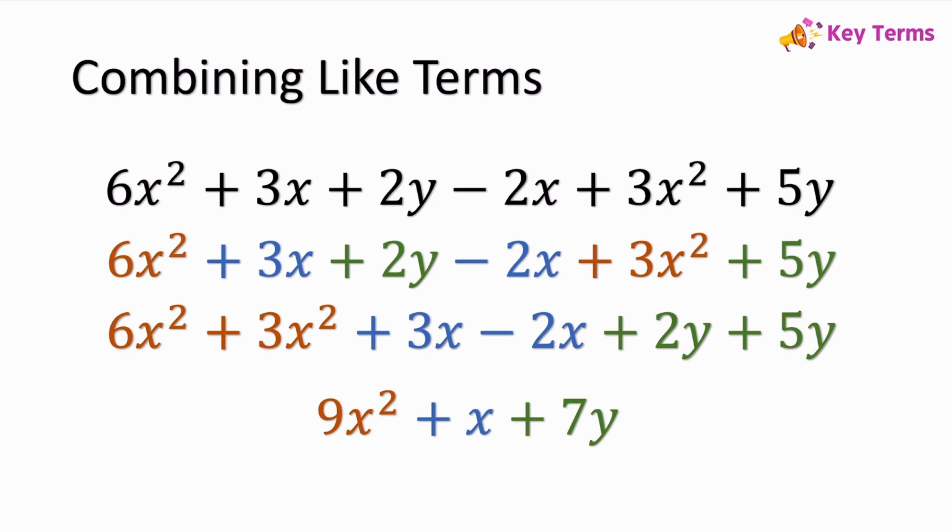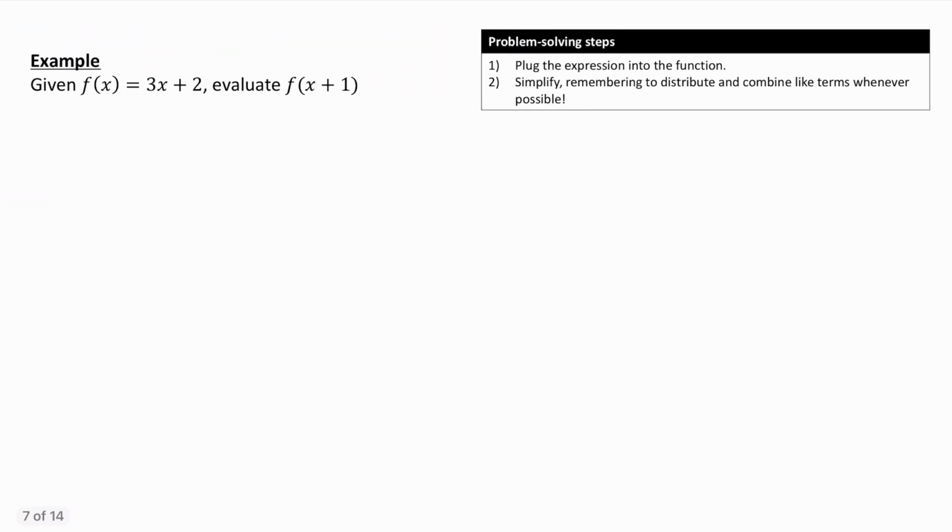6x squared plus 3x squared, I'm going to combine these coefficients now, and that gives me 9x squared. 3x minus 2x gives me 1x, which I can just write as x. And then 2y plus 5y gives me 7y. So that's my final simplified expression. So now let's use all of this to go ahead and evaluate functions given an expression.